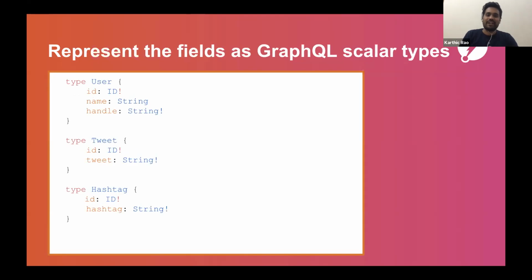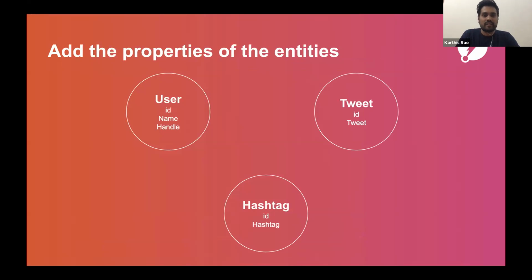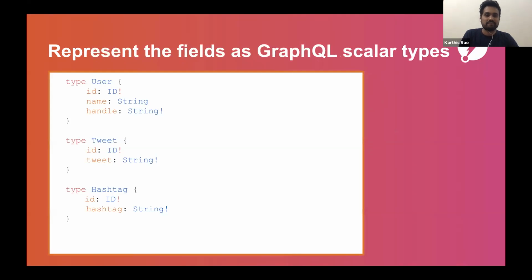The next step is to identify the fields or the properties of these nodes and represent them as GraphQL scalar types inside the object types. Here you can see that the user type has three fields. A Twitter user has a unique handle, a username, and a unique identifier. This identifier can be used later to update or delete any user information, or to even fetch the tweets of a specific user. Similarly, we have an ID for a tweet entity and also the tweet itself. Also, the hashtag has the hashtag string along with its unique identifier.